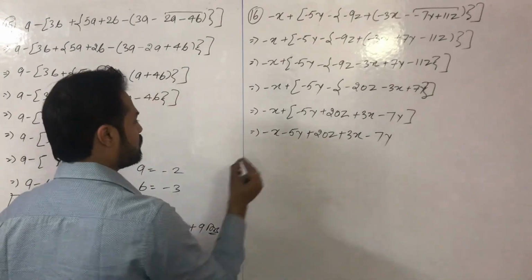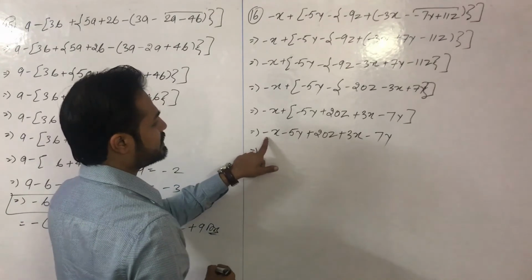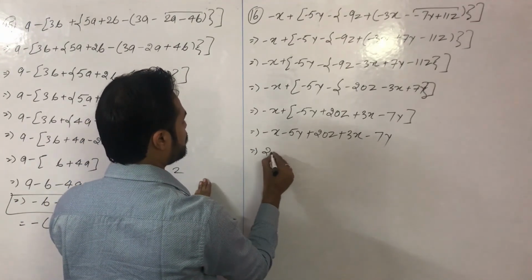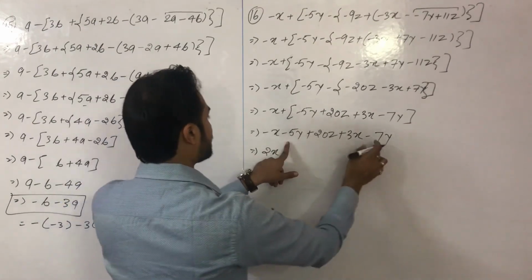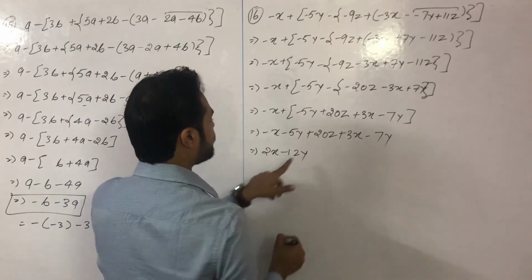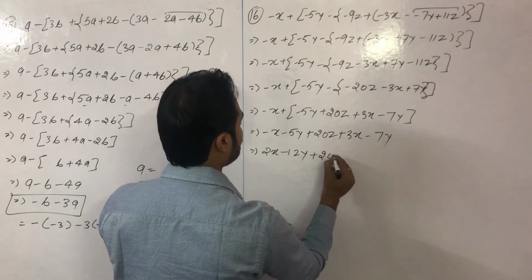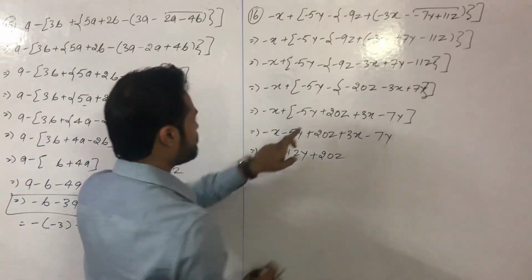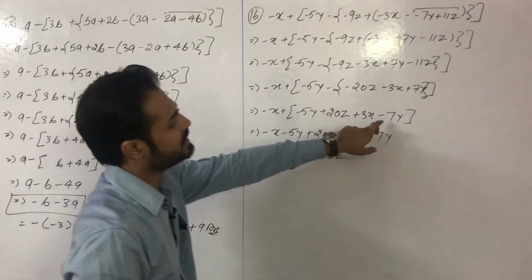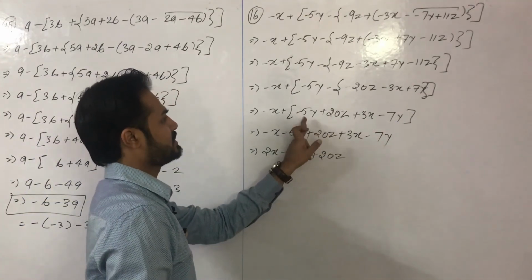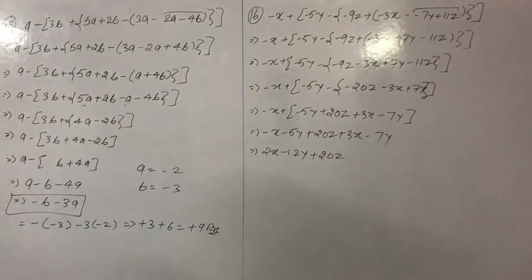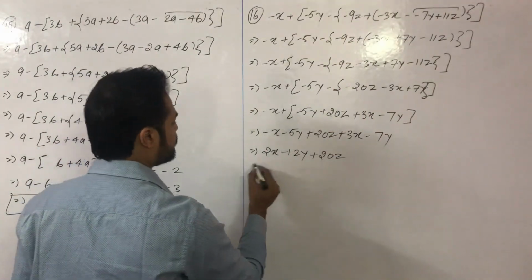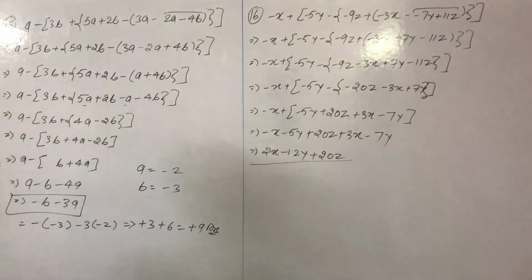Okay, now we can operate them, minus x plus 3x, so minus and plus is 2x, minus 5y minus 7y is minus 12y, and plus 20z. Actually we can add one more step, minus 5y and minus 7y, 5 and 7 plus, 5 plus 7 is 12y. So okay, no problem, we can directly solve like this also.